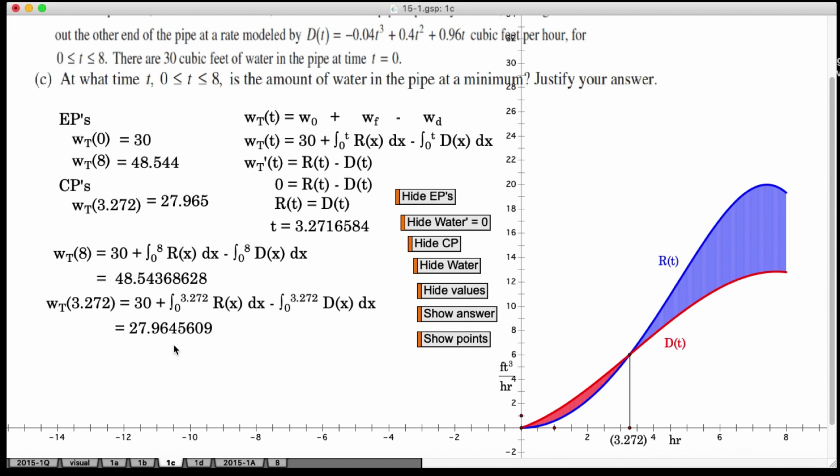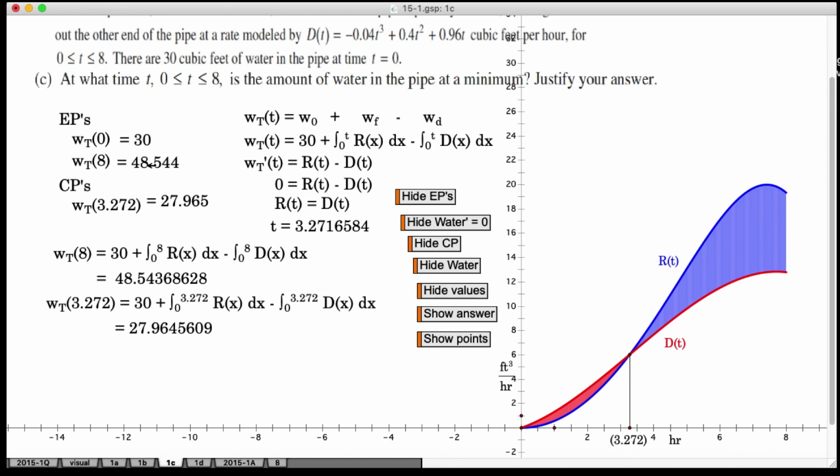I put it up here, and the water at the critical point here was here. And just like we expected, the water started at 30, and it was draining a little bit faster than it was filling in, so it was getting lower and lower up to this point here. You can see it's lower at the critical point, and then now it's filling in faster and faster, so the water in the pipe is increasing up to this time here.